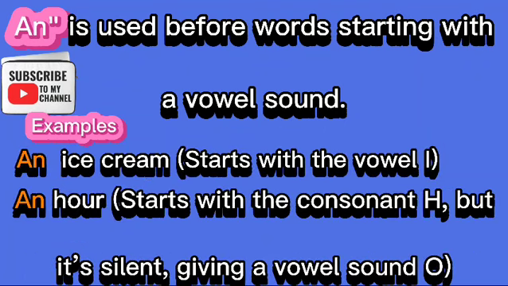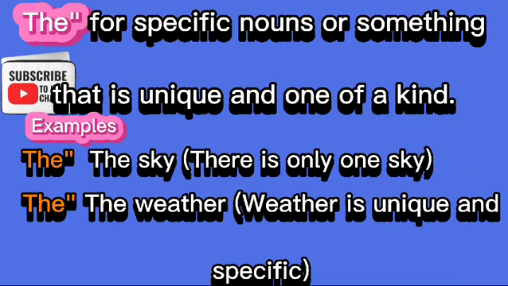An ice cream starts with the vowel I. An hour starts with the consonant H, but it's silent, giving a vowel sound O. Rule: use the for specific nouns or something that is unique and one of a kind.